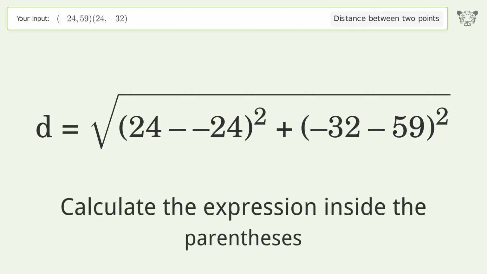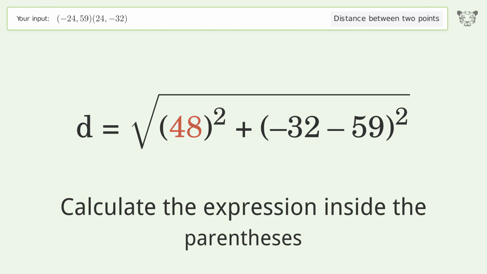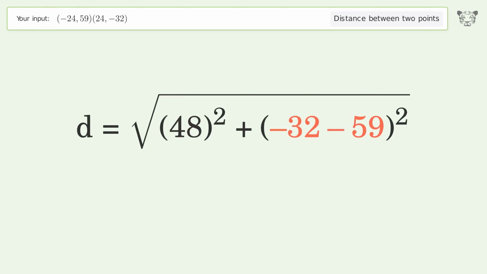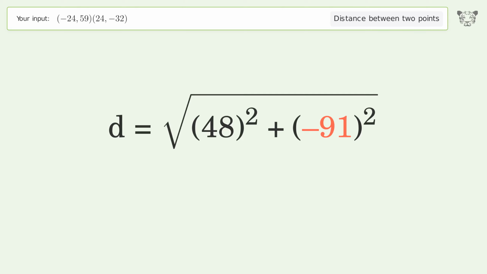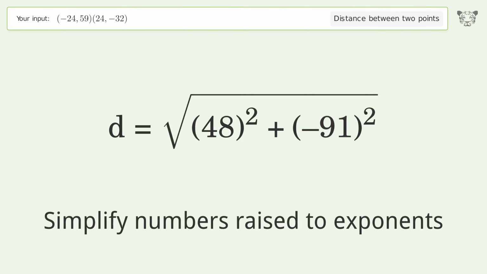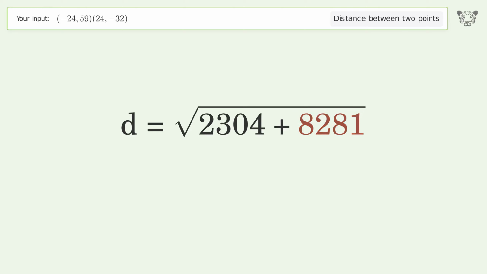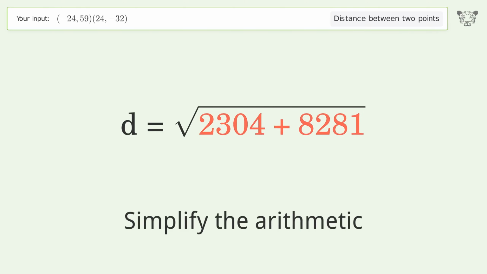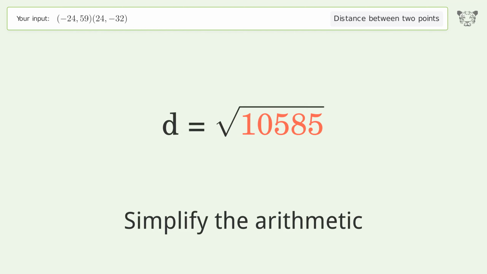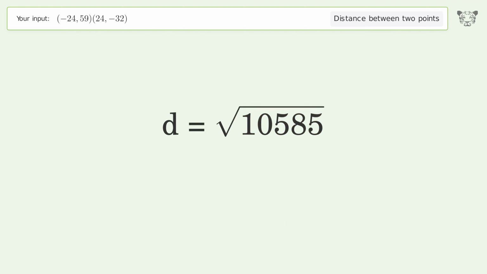Calculate the expression inside the parentheses. Simplify numbers raised to exponents. Simplify the arithmetic. And so the distance between the 2 points is the square root of 10,585 or 102.883.